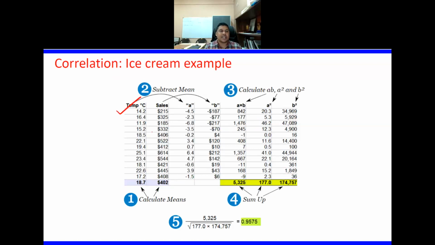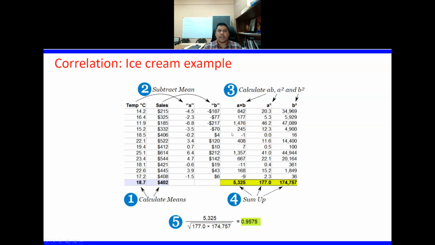So how do we calculate it? Temperature data is given, sales data is given. You try to calculate their means. The mean temperature is 18.7 and the mean sales is 402. Now you find the deviation from the mean for each value. You get these two parameters A and B. Multiply them, find their squares, and sum up, and you get 0.9575. This is how we calculate variance and covariance. So this is the procedure of calculating correlation. We say they are positively correlated because 0.95 is closer to 1. It means when the temperature is increasing, 95% of the time the sales are also increasing.